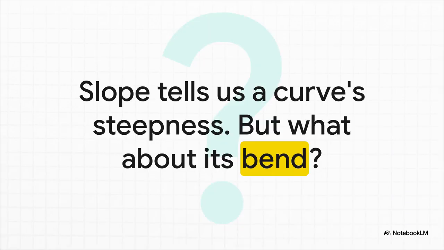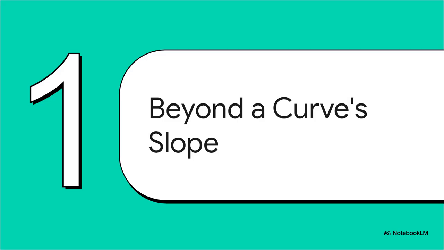So think about this. We all know that slope tells us how steep a curve is. But what about its bend? I mean, we can see the shape of a graph, right? And we know the first derivative tells us how steep it is. But how do we actually, mathematically describe its curvature? How do we put a number on whether it's bending up, kind of like a bowl, or bending down, like a hill? Well, to answer that, we've got to look beyond just the first derivative.